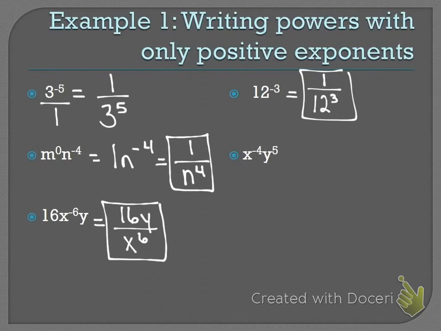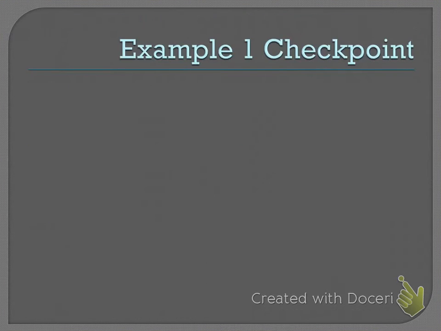Now, what about your second one? Do you agree? The only term I needed to move was the negative one. I can leave y to the fifth in the numerator because it was already positive, over x to the fourth. Very good. So that's it for example 1.